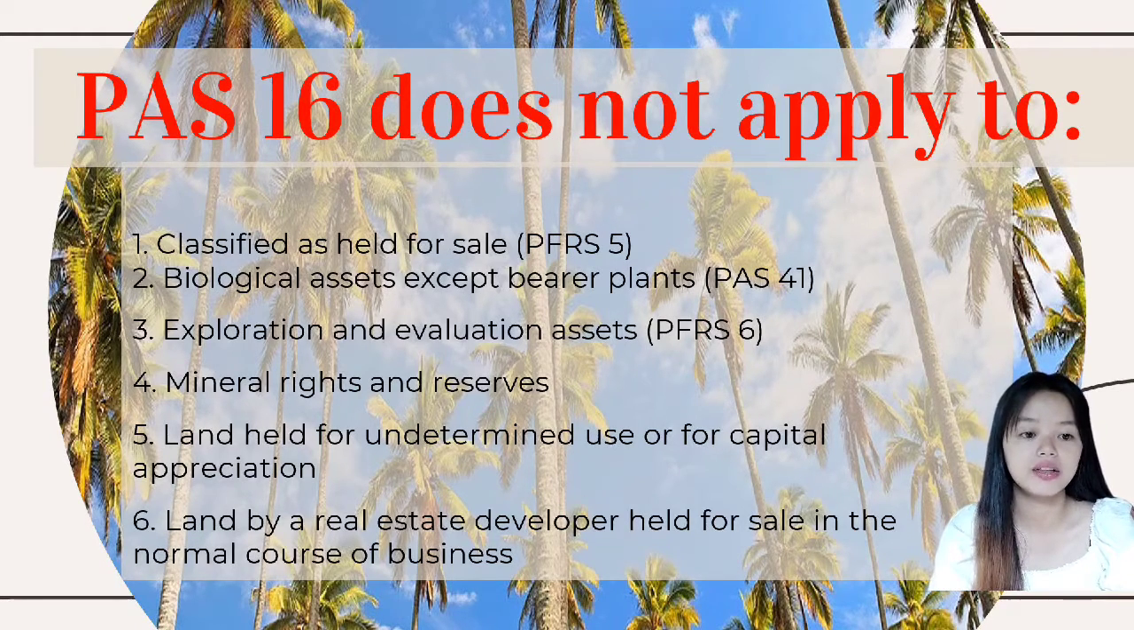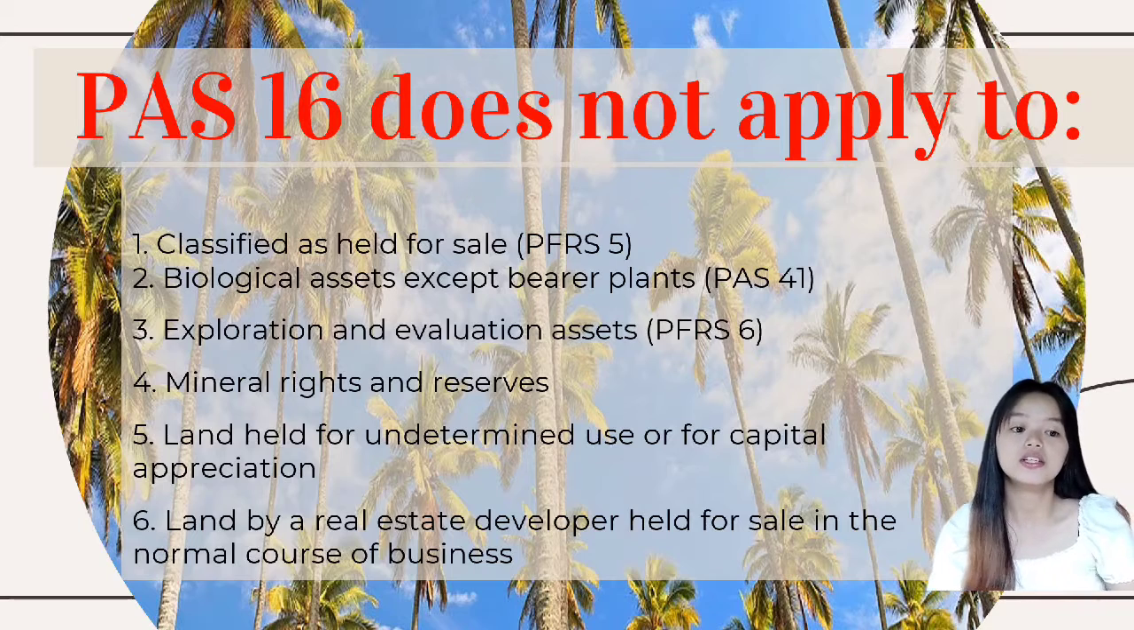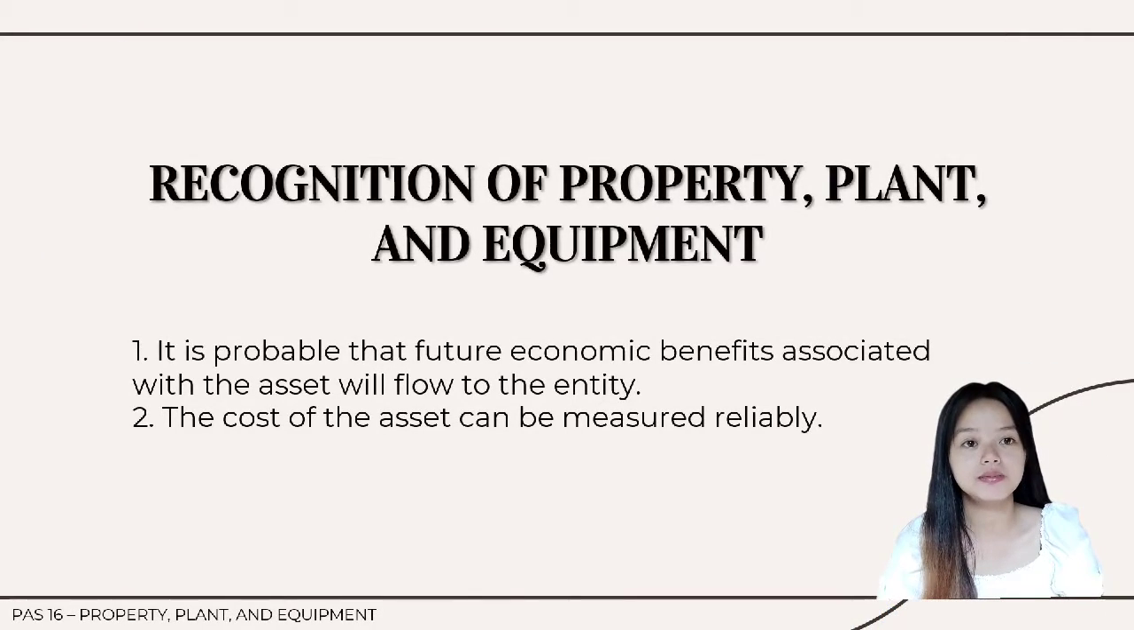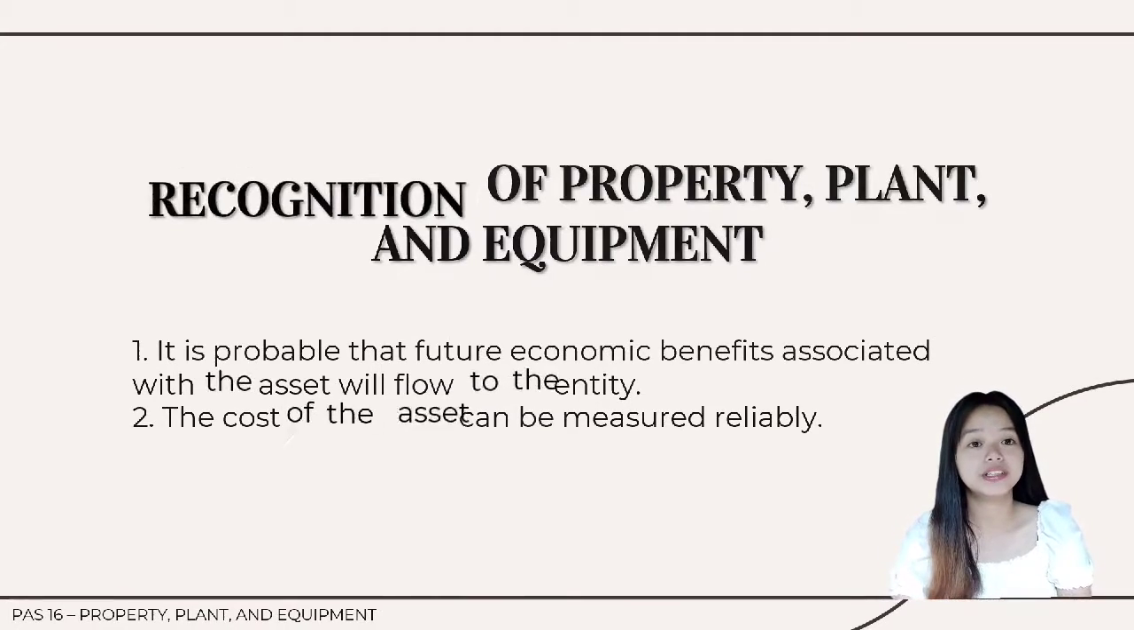If you are a real estate developer and you sell land, then these are considered as held for sale in the normal course of the business, and it should be accounted for using PAS 2 because technically yun po yung inventory. So how do we recognize PPE items? An item of property, plant, and equipment shall be recognized as asset only if it meets these two criteria. First, it is probable that future economic benefits associated with the asset will flow to the entity. And second, the cost of the asset can be measured reliably.